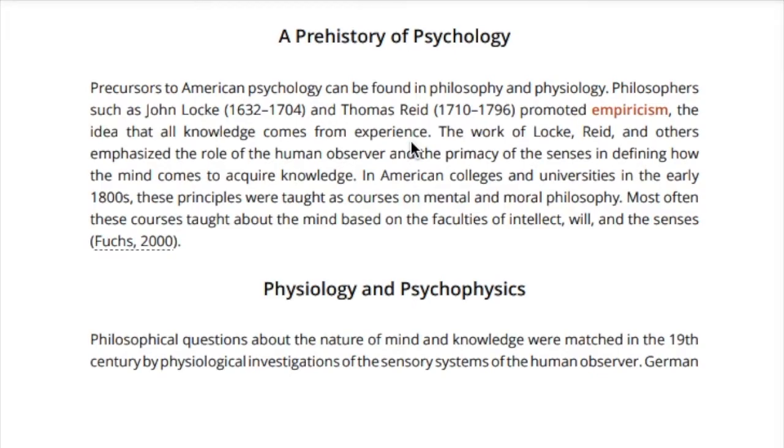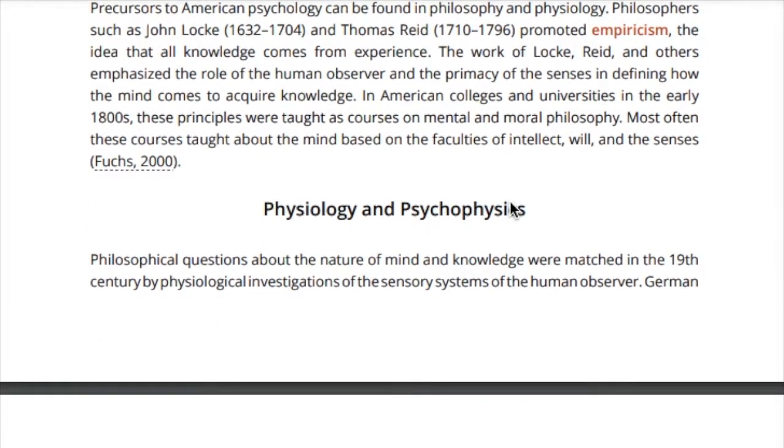The main idea of empiricism: from experience, human observer, primacy of the senses. Those are kind of important points in that paragraph. So I'm not going to go over any more of this chapter, but I hope that little tiny bit helped show how I look first for the keywords and then I'm just reading keywords around those keywords and definitions around those keywords.